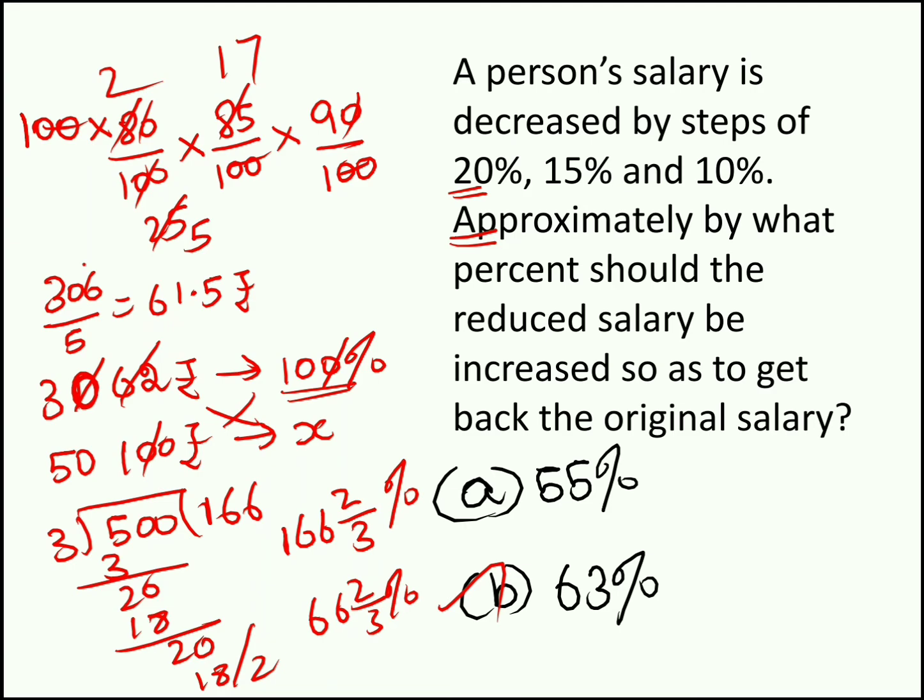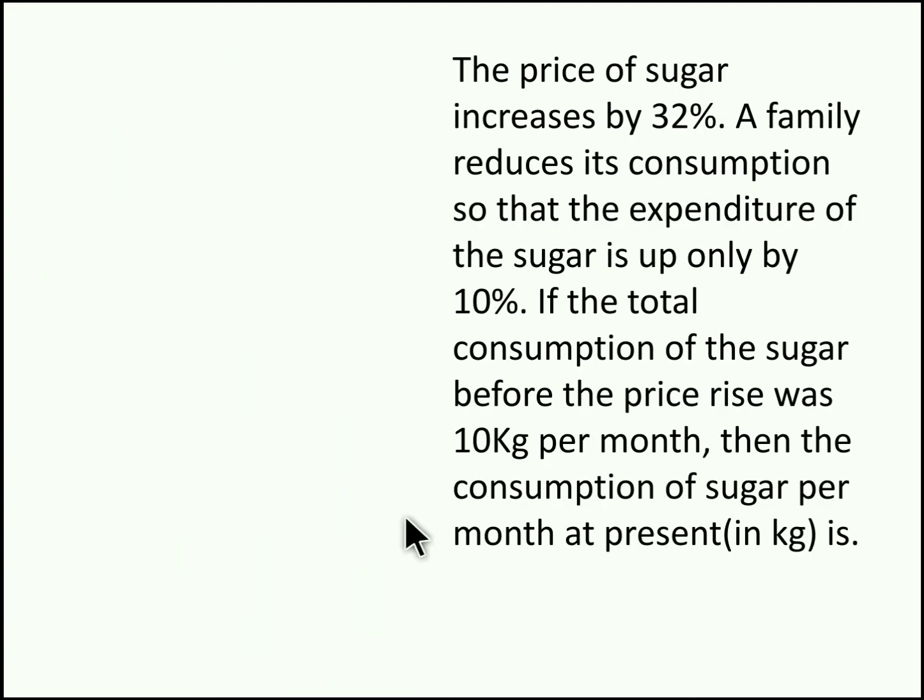Now moving to our 14th question. The price of sugar increases by 32 percentage. A family reduces its consumption so that the expenditure on sugar is up only by 10 percentage. If the total consumption of sugar before the price rise was 10 kg per month, then the consumption of sugar per month at present is dash. Okay, so in the question it is given the family consumes 10 kg per month.